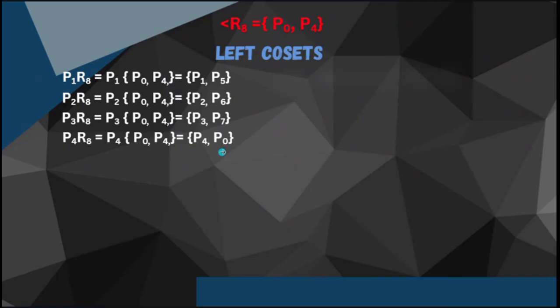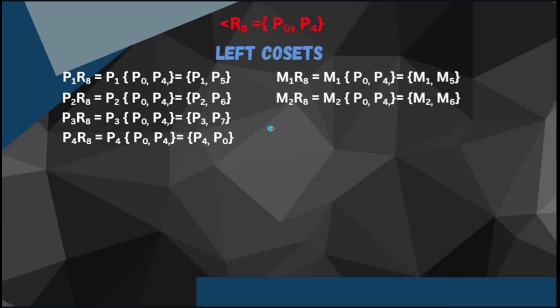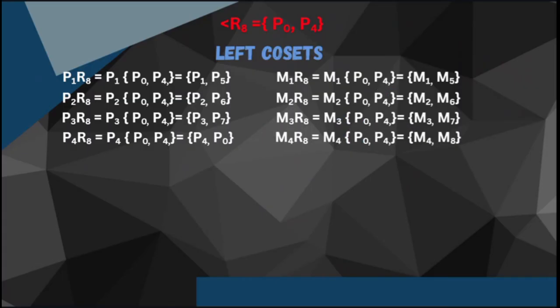For mu sub 1 multiplied by R sub 8, we have mu sub 1 and mu sub 5. For mu sub 2 multiplied by R sub 8, we have mu sub 2 and mu sub 6. For mu sub 3 multiplied by R sub 8, we have mu sub 3 and mu sub 7. For mu sub 4 multiplied by R sub 8, we have mu sub 4 and mu sub 8. These are our left cosets. The results contain all the elements of our group.